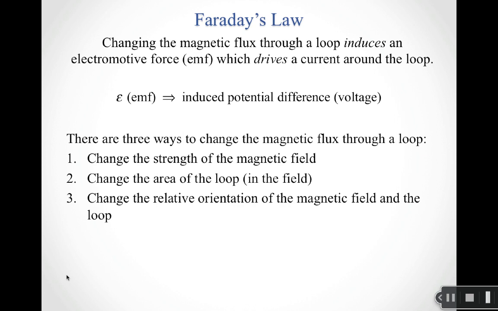Up until now, we've talked about driving a current by providing a potential difference through a battery. What we do through Faraday's law is we can now say I don't actually need a battery to drive a current. What I need to do is change the magnetic flux through my loop. That will also drive a current. So this gives us a second way to drive a current around the loop.